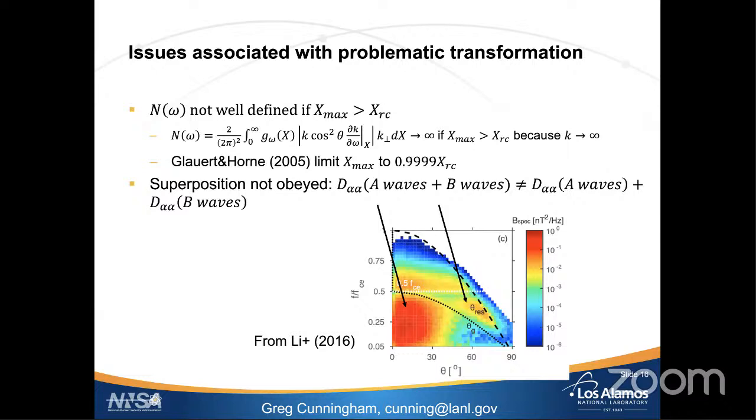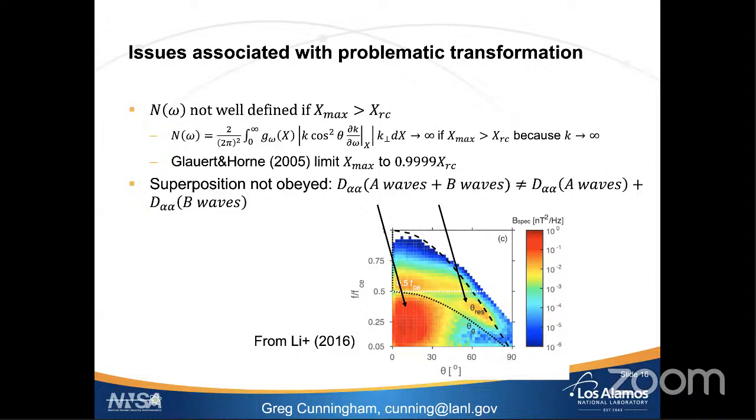So the first problem with the normalizer used in Lyons 71 and those later papers is that it isn't well defined when the tangent of the resonance cone angle is an endpoint of the integral. That is, when x sub rc, the tangent of the resonance cone angle, is less than x max, the endpoint of the integral. Glauert and Horne suggested limiting the integral to 0.9999 times x sub rc, but this seems arbitrary. The reason that the integral doesn't exist, if you integrate all the way up to the resonance cone, is because the index of refraction, and hence the magnitude of the k vector, goes to infinity.